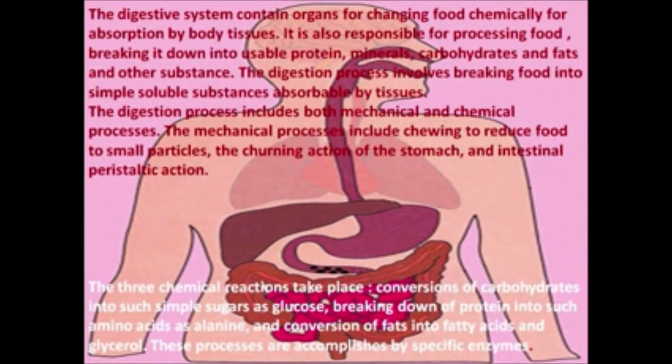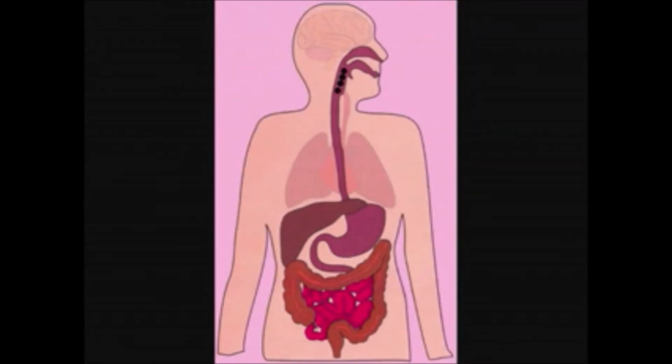The digestive system contains organs for changing food chemically for absorption by body tissues. It is also responsible for processing food, breaking it down into usable protein, minerals, carbohydrates and fats, and other substances. The digestion process involves breaking food into simple soluble substances absorbable by tissues. The digestion process includes both mechanical and chemical processes.